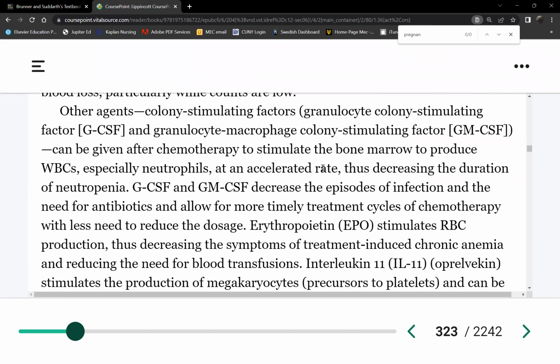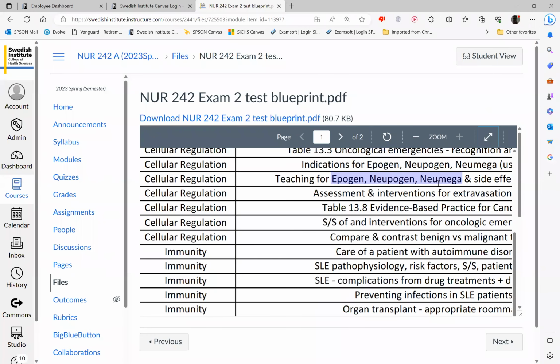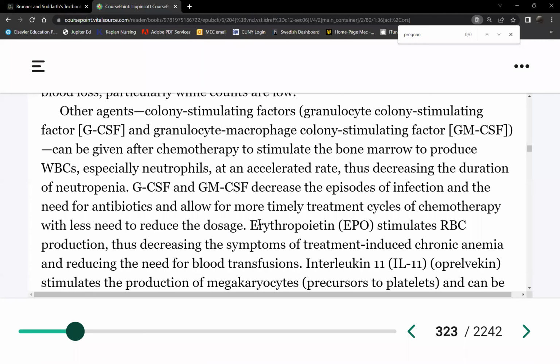Right, so the drugs I mentioned earlier on the blueprint, right here, these three, these are brand names. Now the generics are here. So Epogen is called erythropoietin.